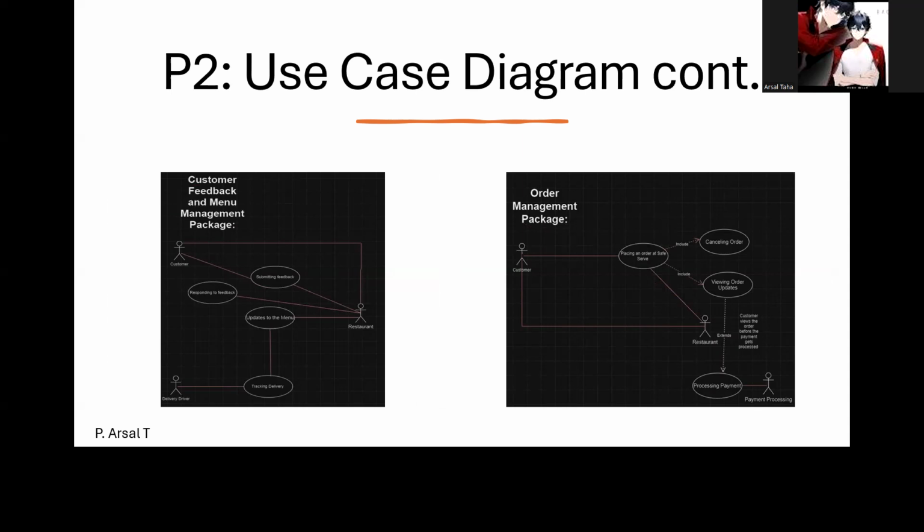we have two types of packages. One of the packages is the customer feedback and menu management package that has customer, restaurant, and delivery driver. What it consists of is submitting feedback, responding to feedback, updating the menu, and tracking delivery. While the other package, which is the order management package, consists of all of the inclusions and the extensions: payment processing, viewing order updates, and canceling orders.